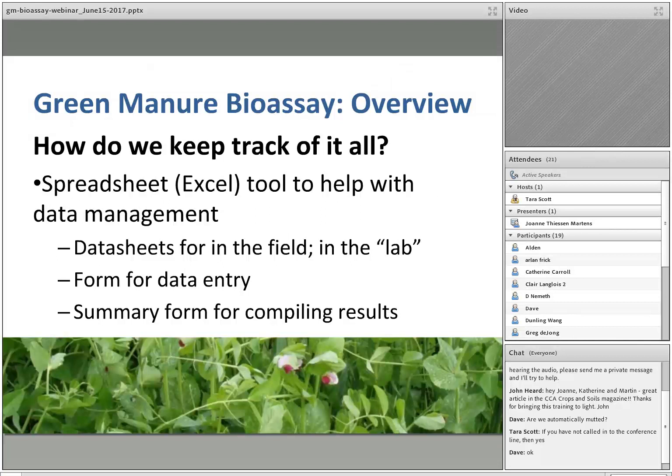And there's some data sheets in there for writing down information when you're in the field or in your lab, in quotes, whether that's your basement or your garage or your shop or whatever. Sample weights and that sort of thing. And then there's a form for data entry, and it does a whole bunch of automatic calculations for you, and then a summary form in the spreadsheet for compiling the results and that you can print out and give to the farmer.